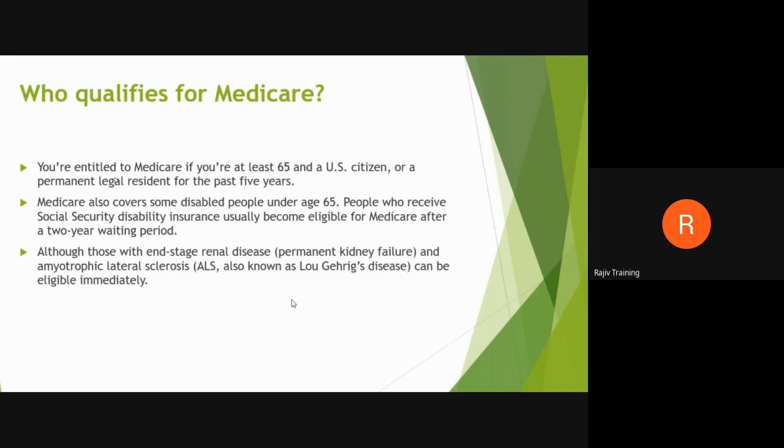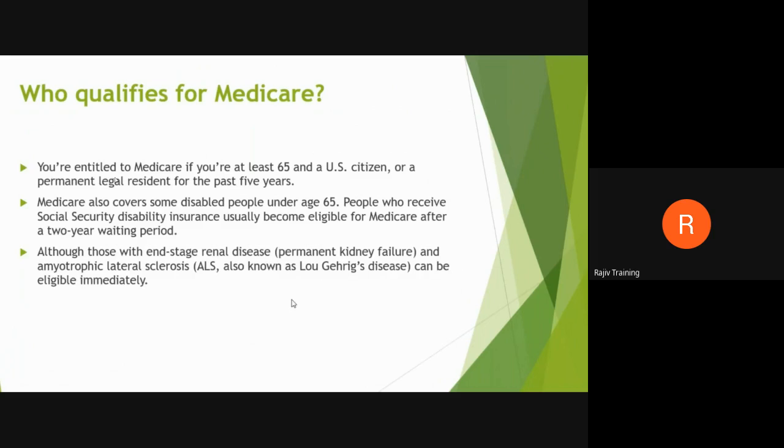And what does this cover? Medicare covers some disabled people under the age of 65. Assume the person is not above 65, then we need to see if this person is disabled. People who receive Social Security disability insurance usually become eligible for Medicare after a 2 year waiting period.